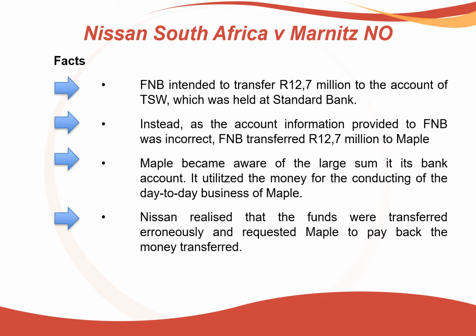Maple became aware of the large sum in its bank account and shifted the money between its own banking accounts and ultimately utilized the money for the conducting of the day-to-day business of Maple. About 20 days later, Nissan realized that the funds were transferred erroneously and requested Maple to pay back the money transferred. Directly thereafter, Maple was liquidated.